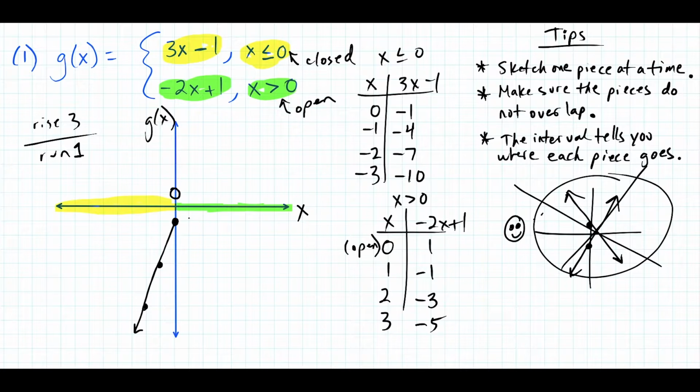And now I'm plotting 1, negative 1. I'm plotting 2, negative 3. Or I could use the concept of slope. I'm going to use rise over run. I'm going down 2 units to the right 1 unit. So I'm going down 2 to the right 1 like this. Okay, so we just connect these points here. We draw an arrow, and this is going to be the sketch for g of x.